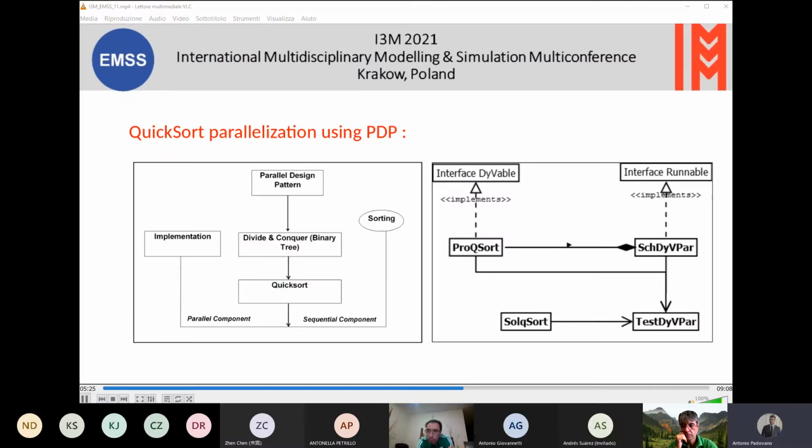That interface. The synchronization parallelism class is used to create active objects that implement the divide and conquer technique in parallel using a process tree. The quicksort class creates instances of the problem to be solved using a sequential algorithm, in this case quicksort. This class must implement the interface. The solution quicksort class provides instances that contain a solution to the sorting problem, while the testdbpar class is the main program.